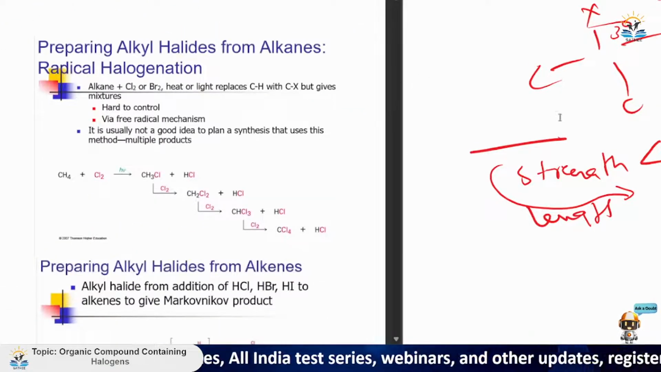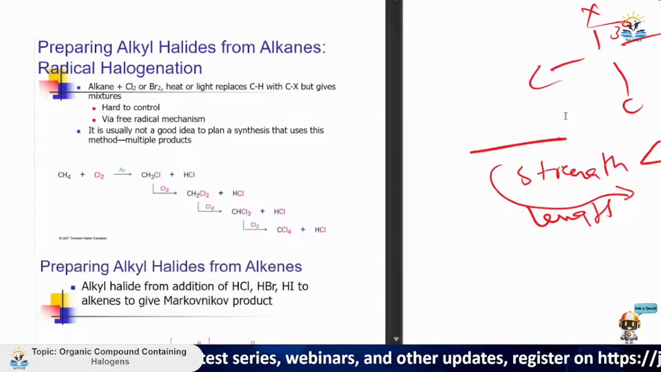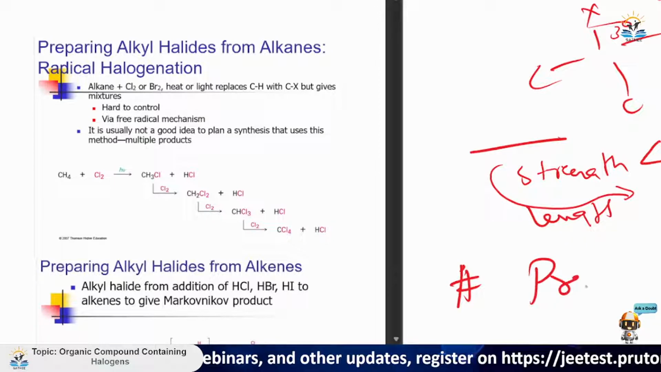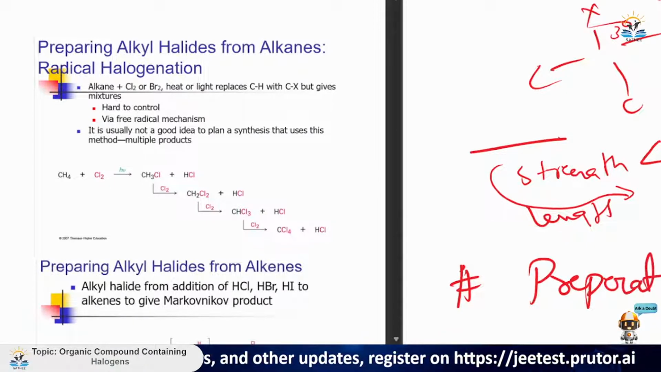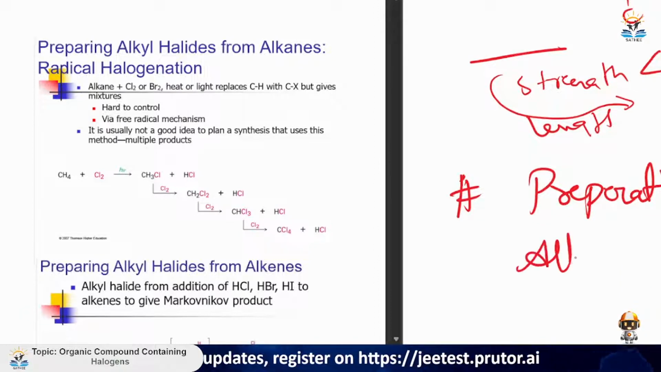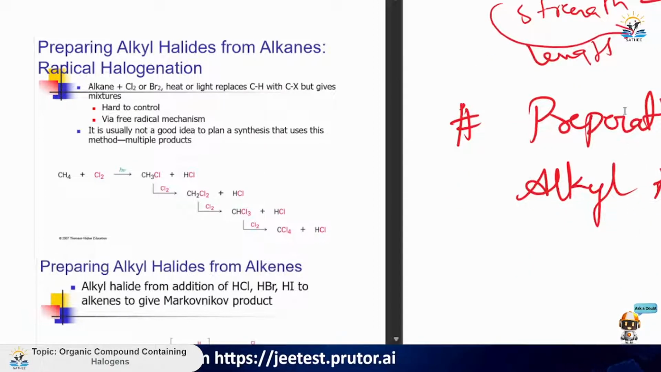Now we have talked about the structure and some intro part of alkyl halides. Now let's move on to the preparation of alkyl halides. There are certain methods through which we can prepare our alkyl halides. First one is alkyl halides from alkanes. We mark it as the first one.